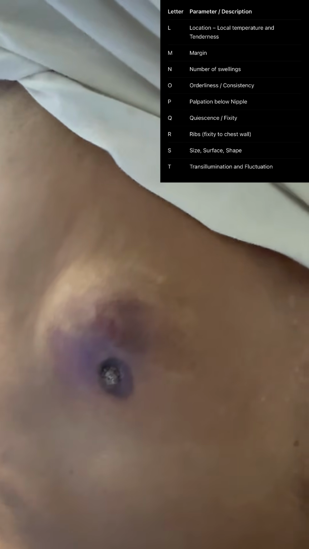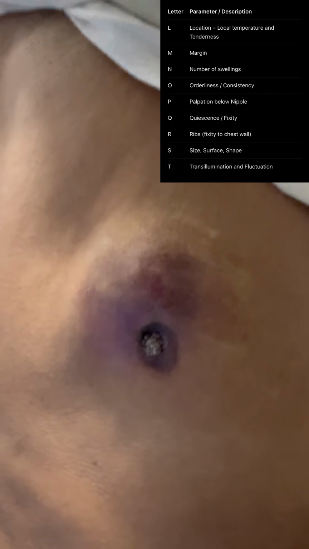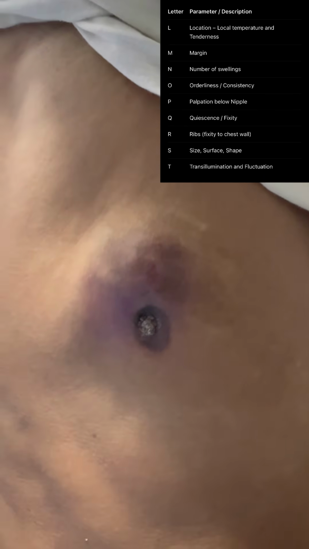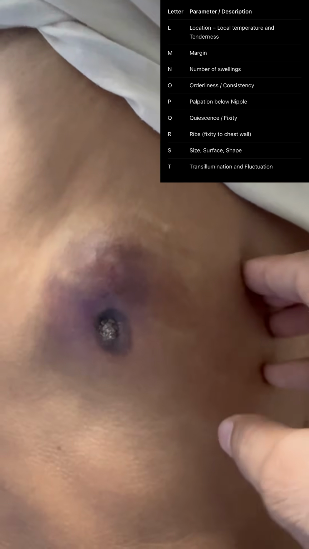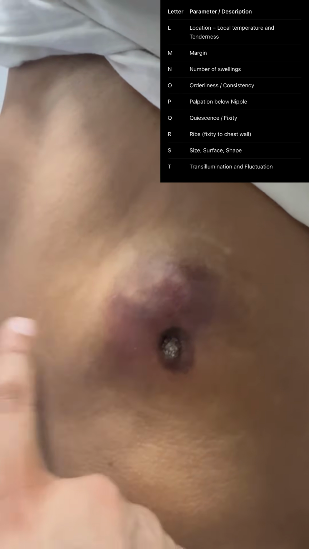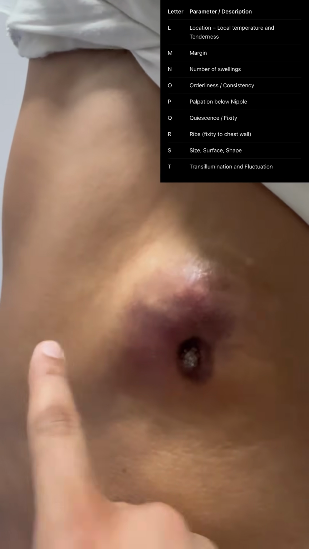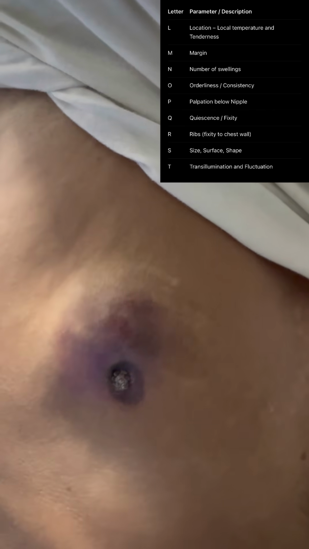Now, after S comes T. T stands for transillumination. I won't be able to demonstrate transillumination in the video, but it's pretty easy. We need to shift the patient into a dark room and then throw light from one side of the swelling. The light will be projecting towards the examiner. Here I will be standing on the right side of the patient, so I will throw light from the left side of the swelling and observe it from the right side. If it is transilluminant, then it's more likely a cystic swelling.